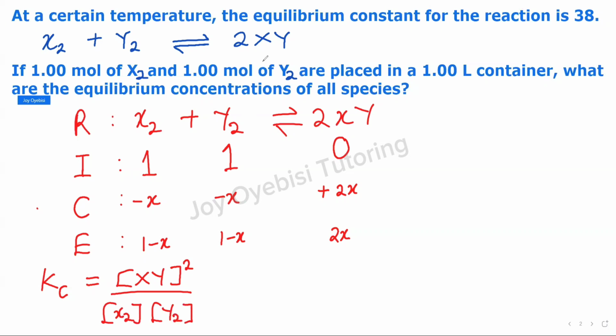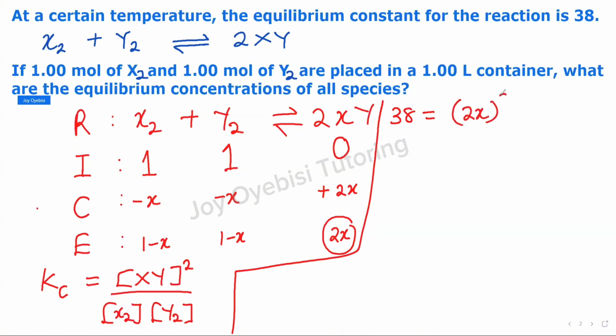Now, the Kc they gave to us to be 38. So we're going to plug this into the equation. So 38 equals, at equilibrium, our XY is 2x, so that would be 2x squared. You just substitute 1 minus x for the X2 and 1 minus x for the Y2.